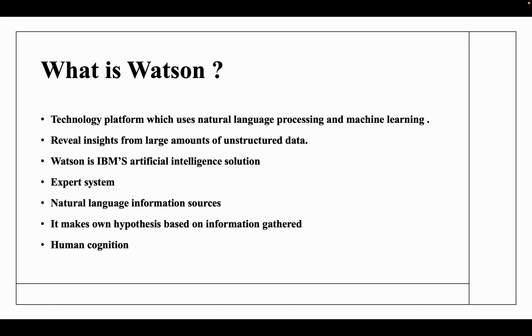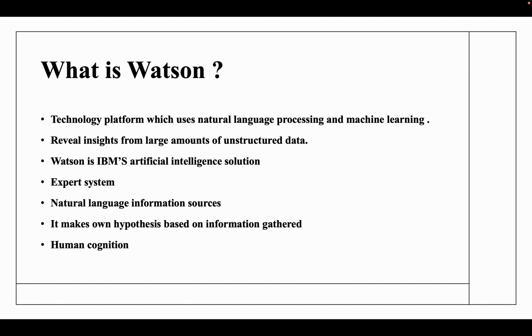What is Watson? It is a technology platform that uses natural language processing and machine learning to reveal insights from large amounts of unstructured data. Here Watson becomes an expert on subjects like those covered in Jeopardy. Watson is IBM's artificial intelligence solution to make an expert system which can understand natural language information sources in order to make its own hypothesis. Based on the information it has gathered, Watson is described to be a computer that can mirror the human cognition process, dividing it up into four different sections.